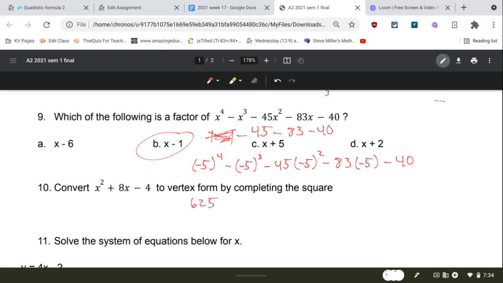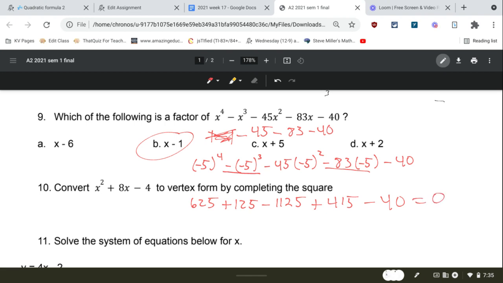625. And then this piece is going to be a double negative, so it becomes plus 125. And then minus, what is 45 times 25? 1125. This is another double negative, so that'll be plus 83 times 5. It's 415. And then minus 40. And I'm going to take the calculator to see what all this comes out to. 125 minus 1125. Yep, that's it. That's equal to 0.